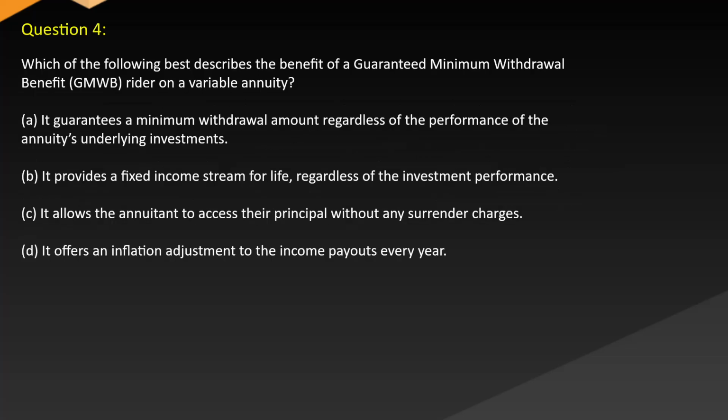Question 4. Which of the following best describes the benefit of a guaranteed minimum withdrawal benefit in a variable annuity? A. It guarantees a minimum withdrawal amount regardless of the performance of the annuity's underlying investments. B. It provides a fixed income stream for life, regardless of the investment performance. C. It allows the annuitant to access their principal without any surrender charges. D. It offers an inflation adjustment to the income payouts every year.